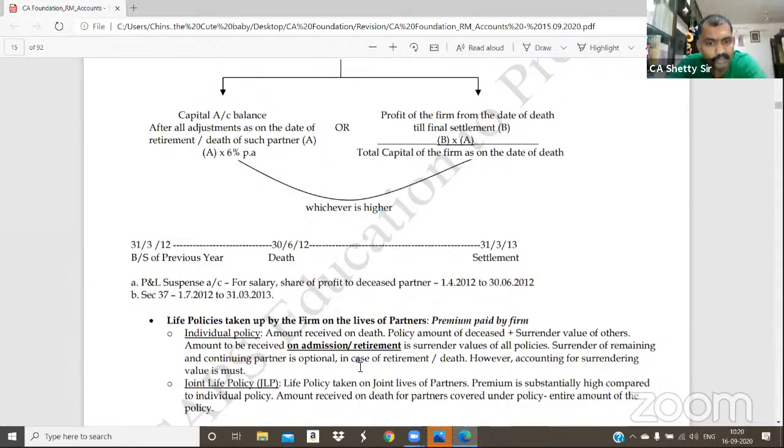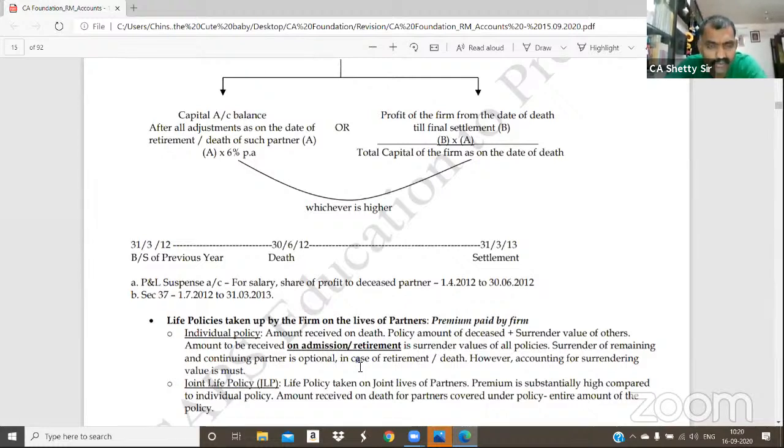It can be individual, life, anything else, fine. Entire policy amount. Right side: upon retirement, admission, etc. Admission also can happen. Myself and Prajwal are having a partnership and having a life policy for 10 years. In the 4th year, Vinitha joins. You have to do the surrender value. Upon retirement, admission, etc., consider surrender value.